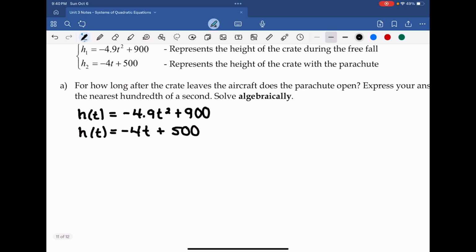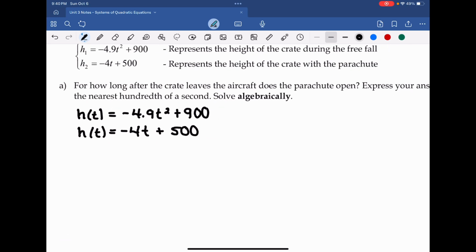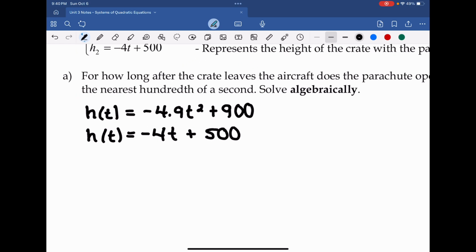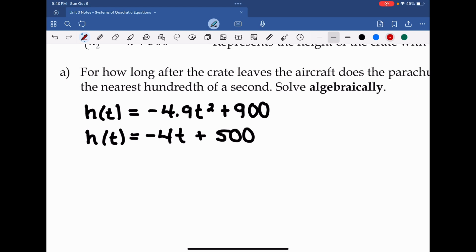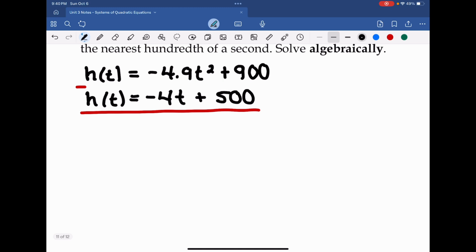Because they asked for how long after the parachute opens, we want to figure out the time it takes to pull the parachute, or how long it's in the air before that parachute is pulled. Now, if I eliminate these, we know the h of t's are the same. If they're the same and the same sign, we're going to subtract, just like we've said in the previous sections. This will mean 0 is equal to negative 4.9 t squared, and then 0 minus 4t, this is actually plus 4t, and then 900 minus 500 is plus 400.